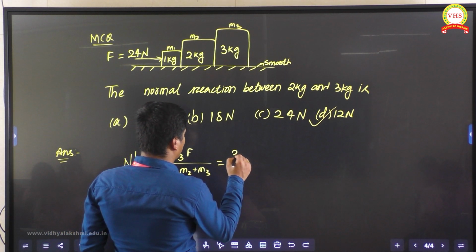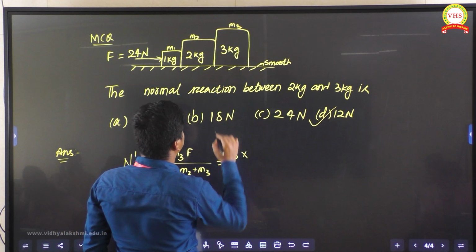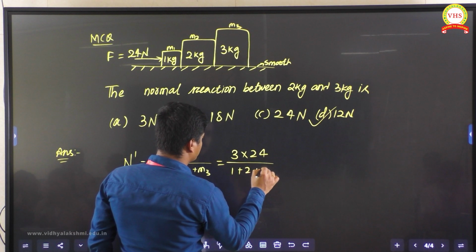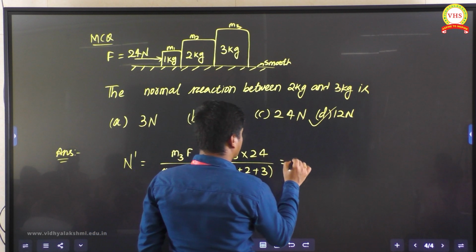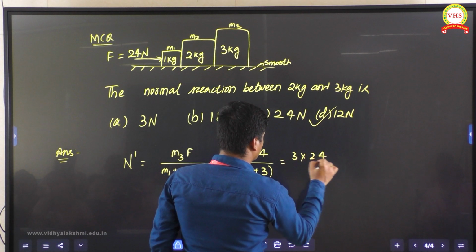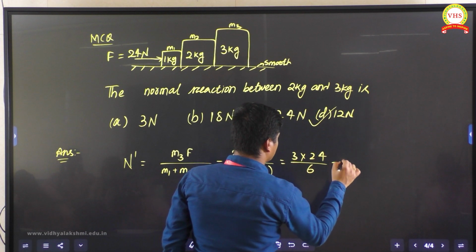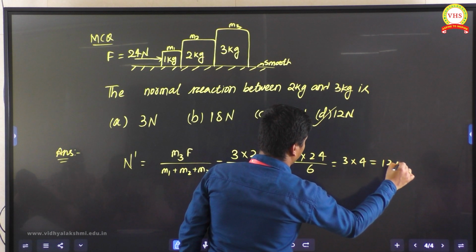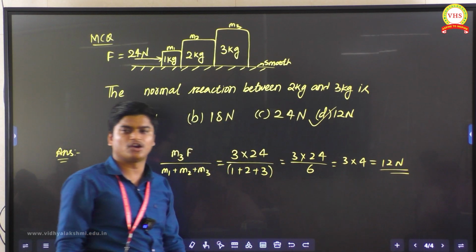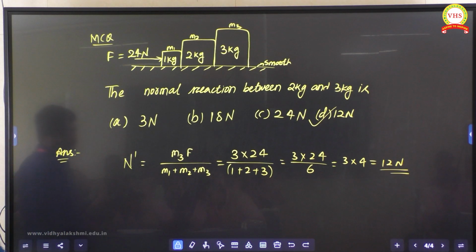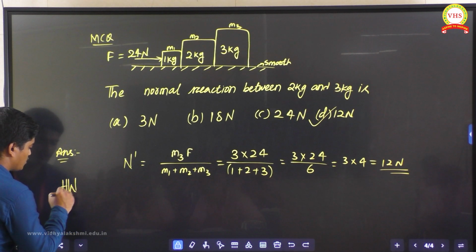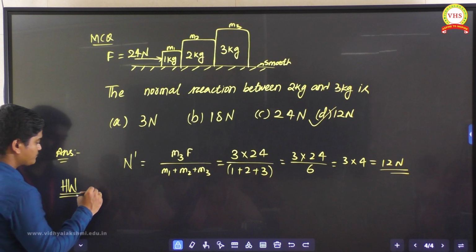So now I will calculate with this formula. M3 is 3, force is 24, 1 plus 2 plus 3. Now it is 3 into 24 divided by 6. Now 3 into 6 and 24 will cancel 4. So answer is 12 Newton. Direct answer. Yes or no? Okay. So one homework I will give you. You try at home. Homework you try.